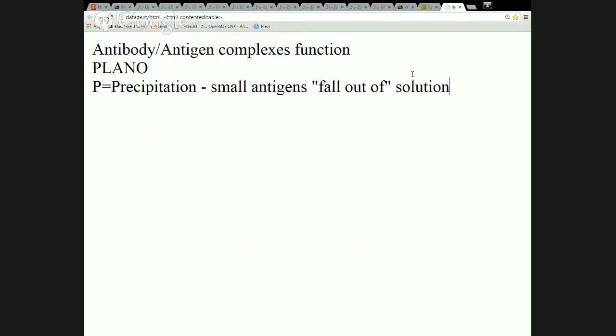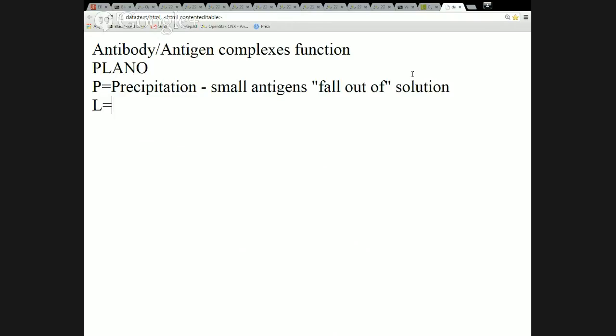For an antigen, let's say a protein antigen that's in your blood, if it binds to a bunch of antibodies, it's going to suddenly become too big of a complex to stay dissolved in plasma or whatever bodily fluid it's in. So it's going to precipitate out. That's what P stands for.